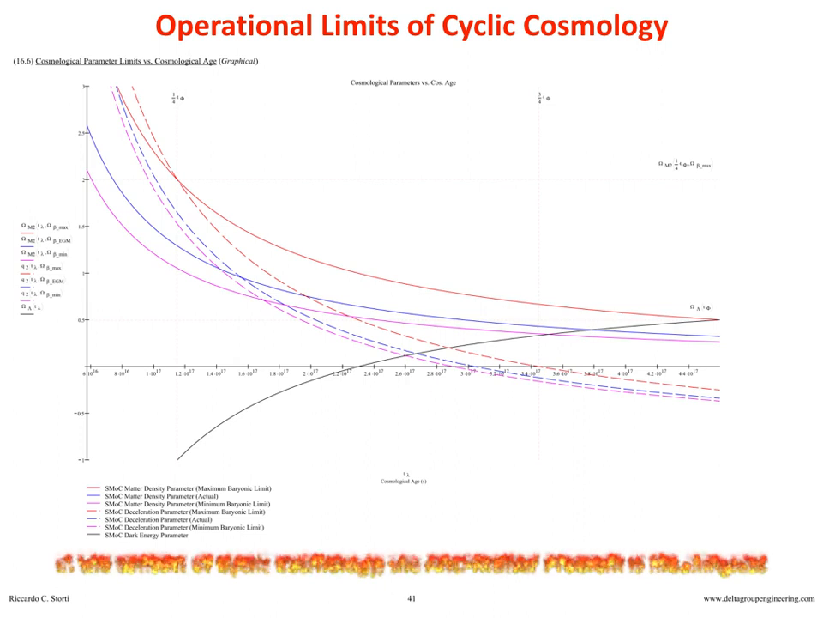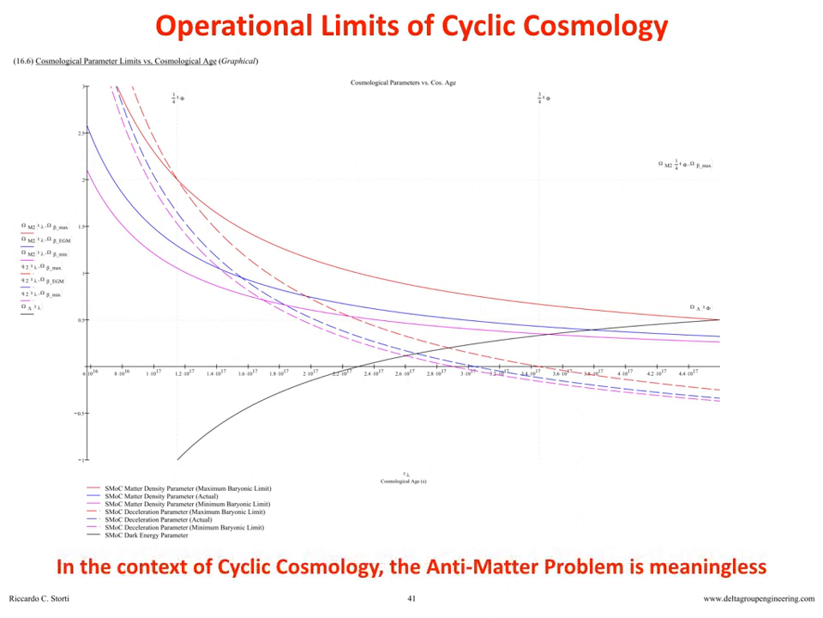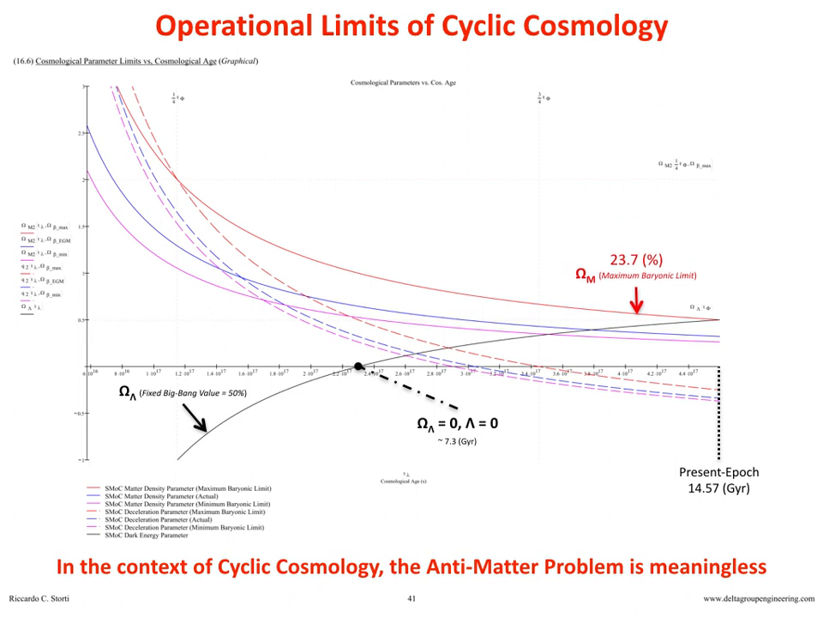The cyclic cosmology, baryonic and dark matter limits, are graphically represented here. The first important point indicated is the present epoch, that is, our present cosmological age. This sets the scale of the graph. Next, we see the curve representing the standard model of cosmology's dark energy density parameter, followed by the instant when, itself, and the cosmological constant equaled 0. The solid red line represents the maximum percentage of baryonic matter which can be created in any Big Bang cycle. This is the 23.7% limit.